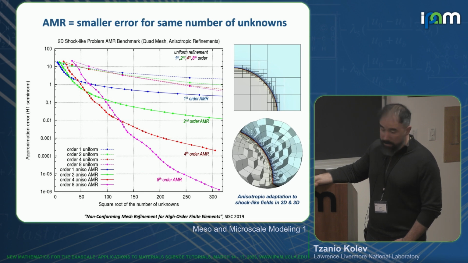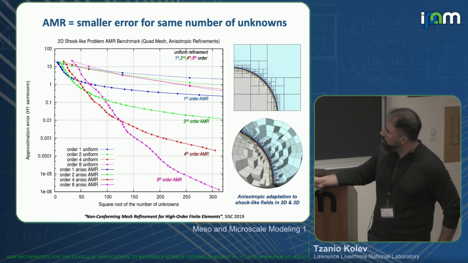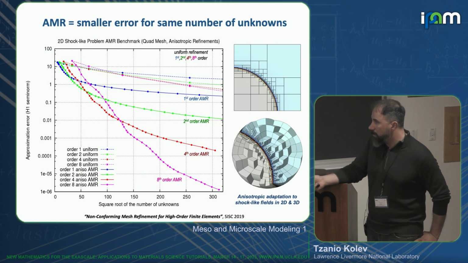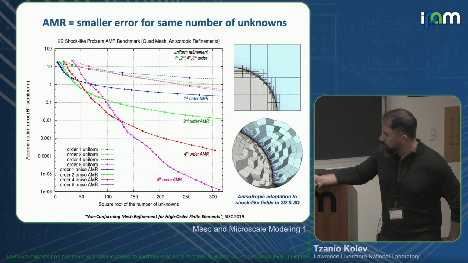And the second thing you see, the anisotropic refinement. For problems like this, where you do want to align really to something that doesn't fit on the geometry of the mesh, anisotropic refinement is very useful. And that's one of the main features of our algorithm.